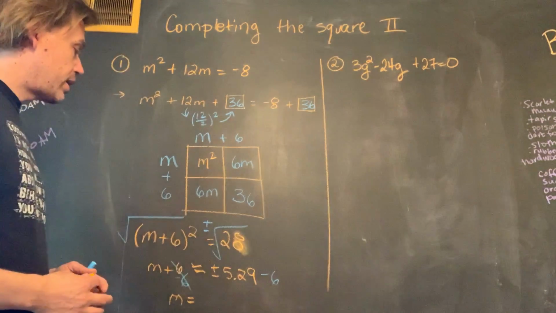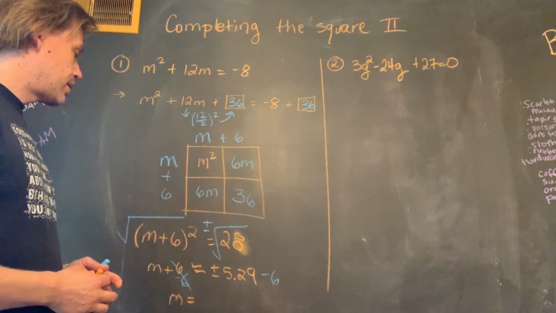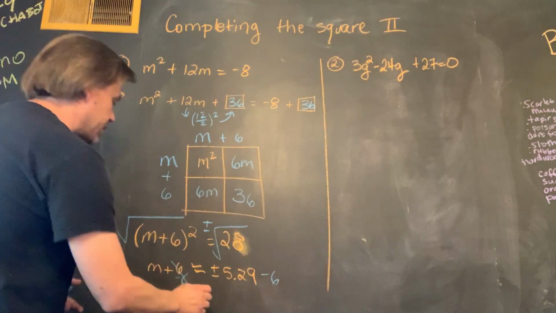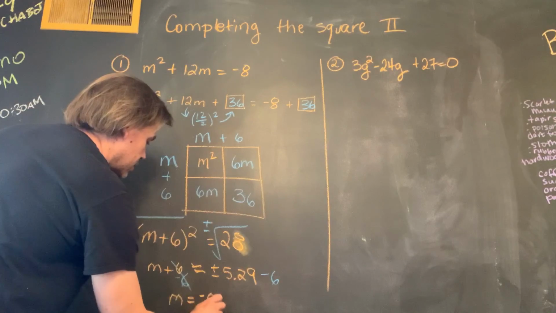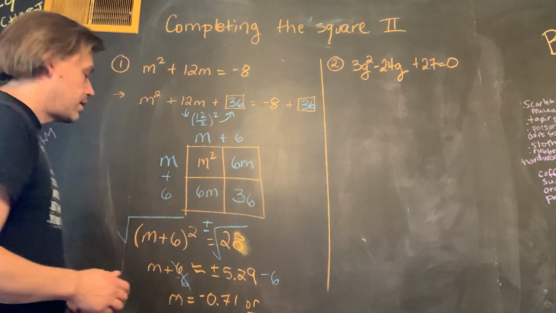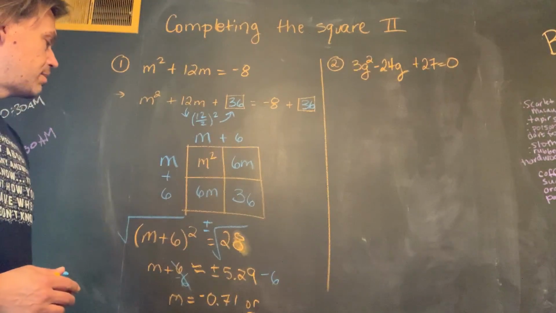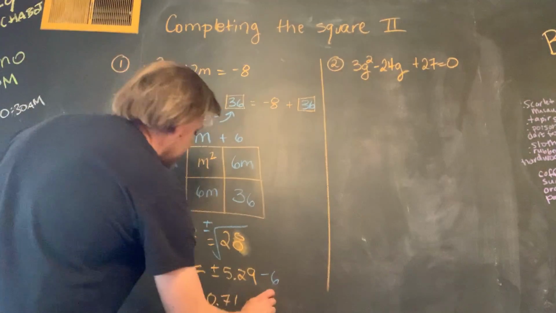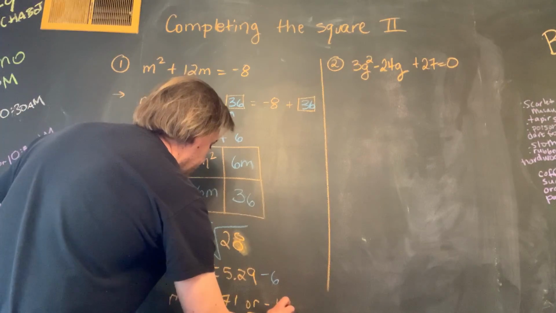So 5.29 minus 6, that's going to be negative 0.71. And then negative 5.29 minus 6 will be negative 11.29.